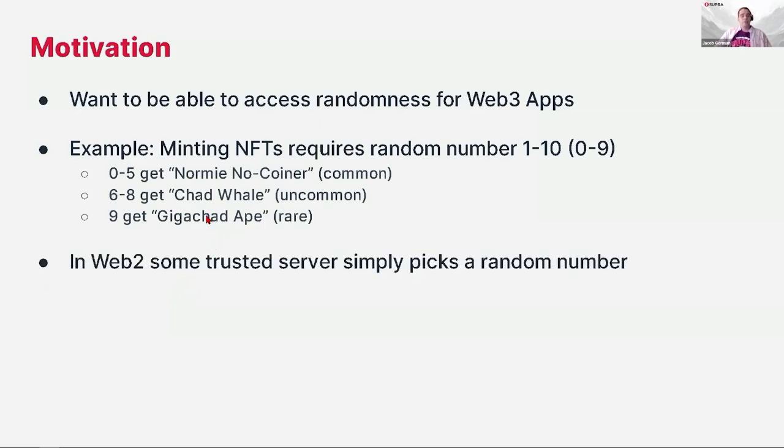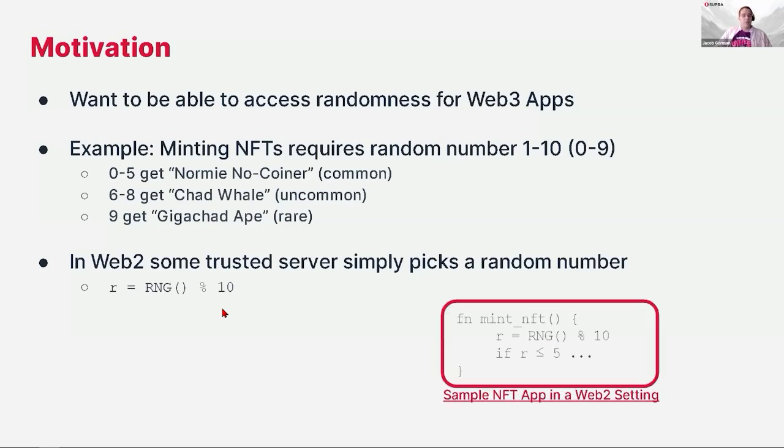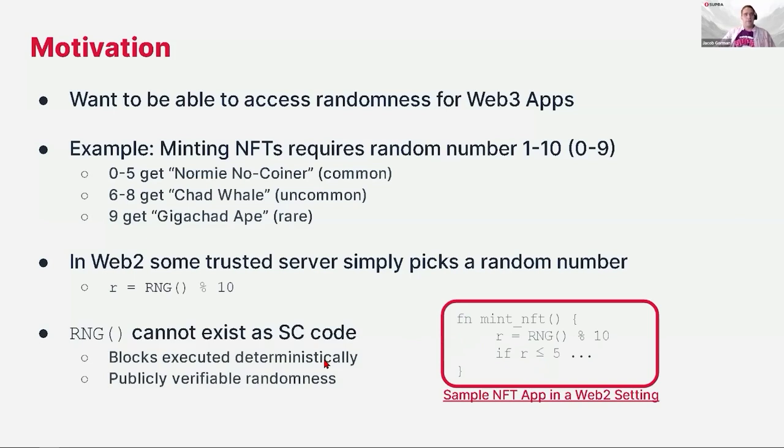So in Web 2, whether you have a video game with item drops or some kind of collectible card game, you just have a trusted server who would pick a random number. So in this case, they would pick R equals RNG mod 10, and they would just have the appropriate logic. Here, the example would be mint NFT, R is equal to RNG mod 10, and then you have the logic to mint the appropriate NFT. Simple enough. But such an RNG call simply cannot exist as a function in a smart contract.